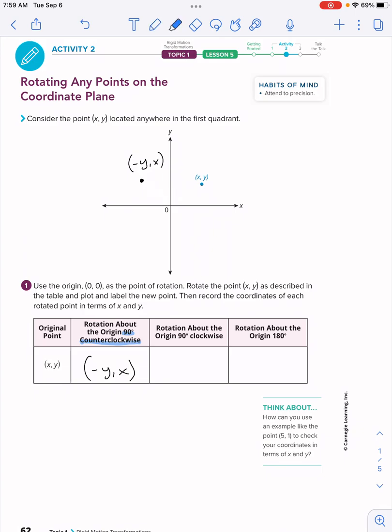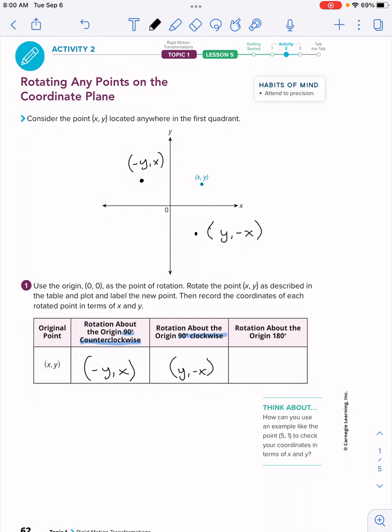Next one is 90 degrees clockwise. So we're going to be going this way. All right. So from XY, it's going to be somewhere in the fourth quadrant. We'll say right here. And anything within the fourth quadrant, you switch X and Y, but in this case, X is negative. Write that in here. So Y comma negative X.